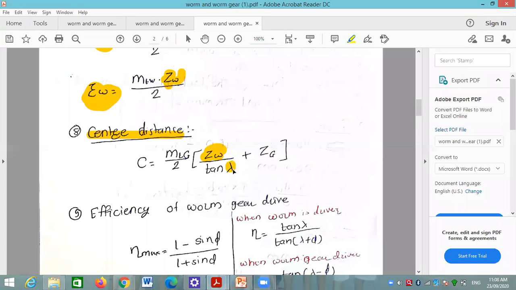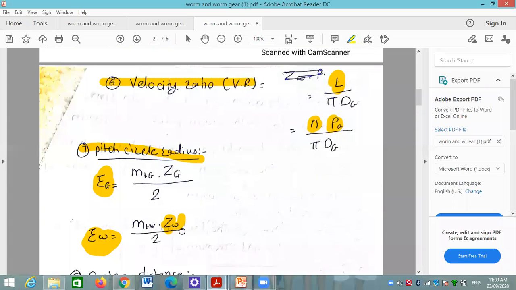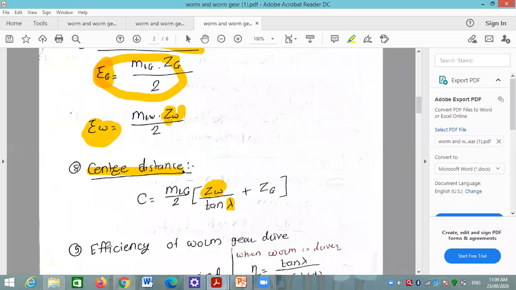Lambda is the lead angle, plus ZZ. ZZ is equal to the number of teeth on a gear. Remember this MTG formula for the transverse module for a gear is calculated by using another formula also. We will solve the numerical, so we will get more clarity on this.